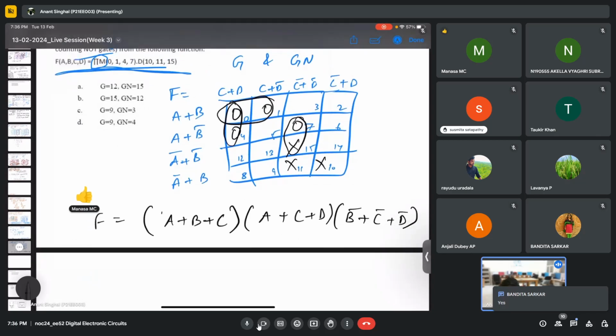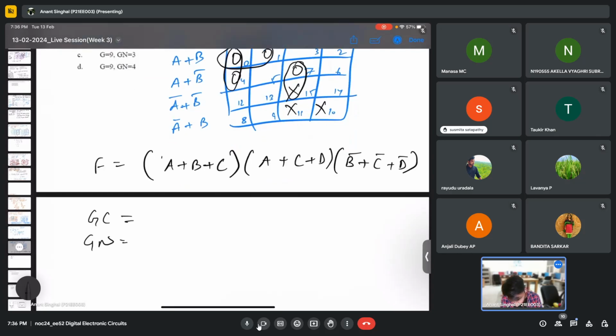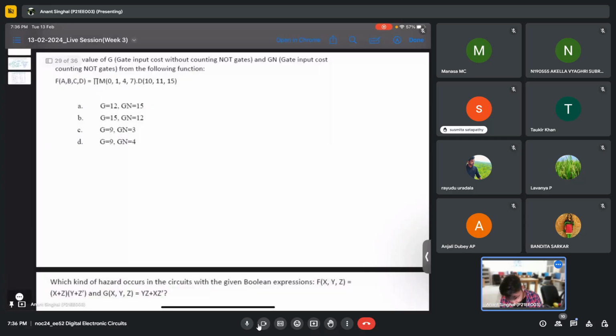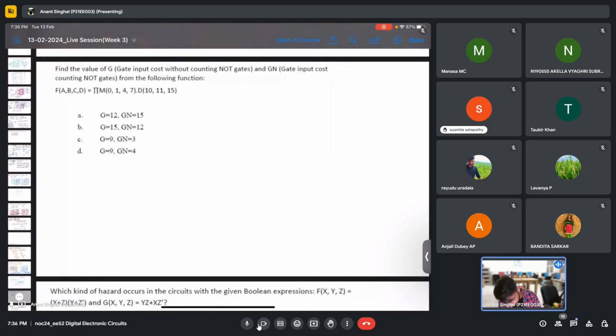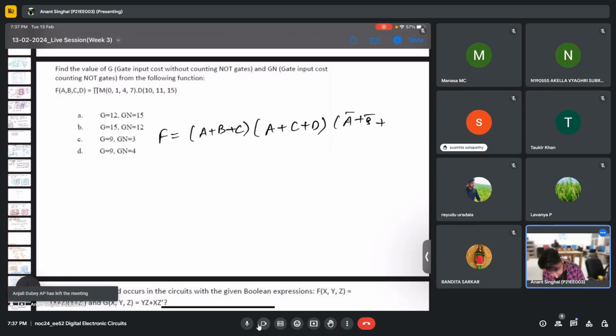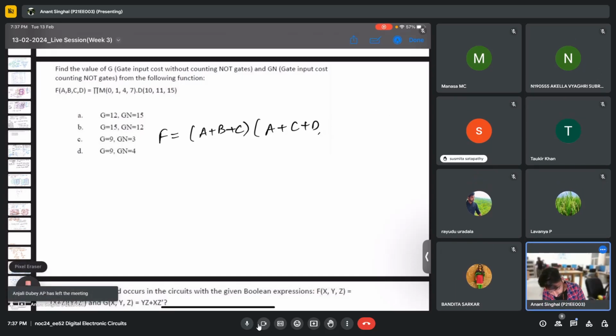Okay, so now again we need to find the gate cost, first without counting the NOT gates, and one with counting the NOT gates. So again we'll do the same thing: literals plus terms, and then literals plus terms plus NOT gates. Pardon, I guess it got vanished, so I'm writing again what I got. This was A plus C plus D, and finally B complement plus C complement plus D complement.